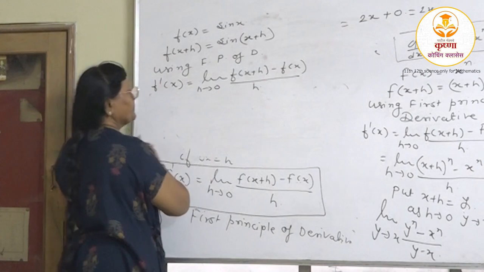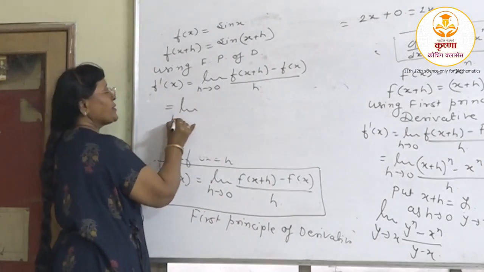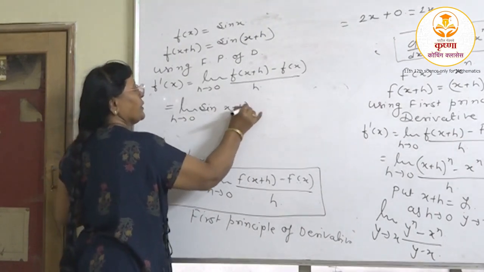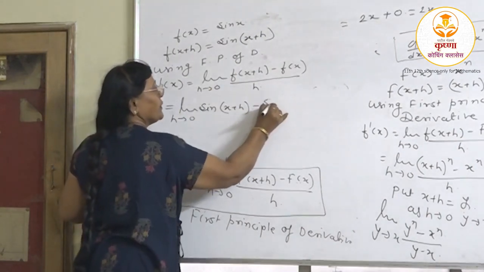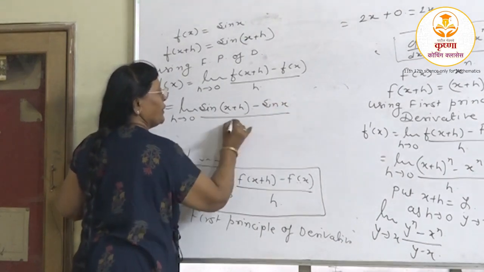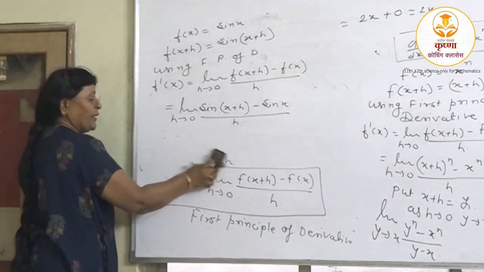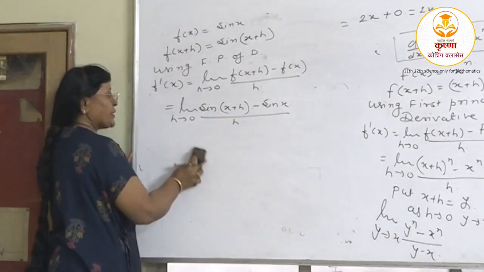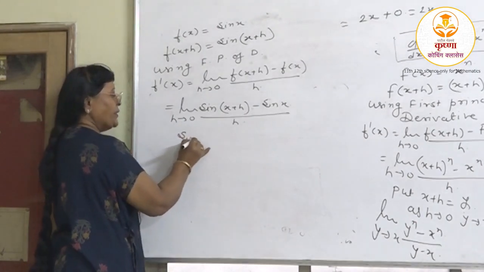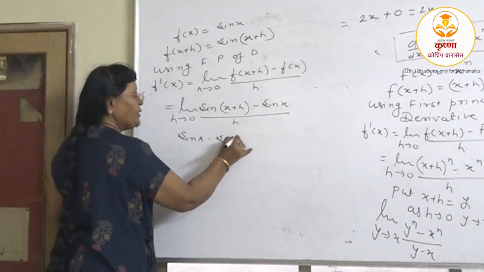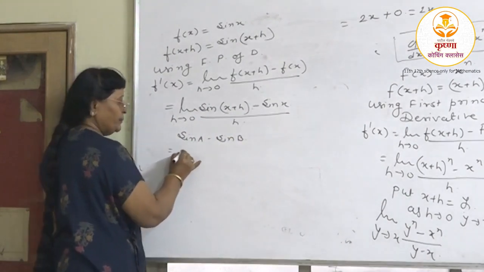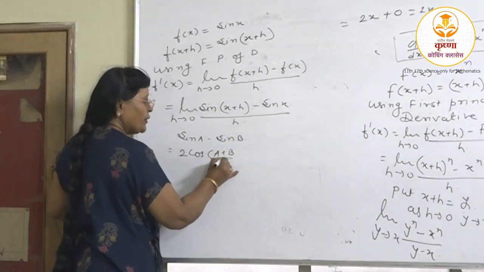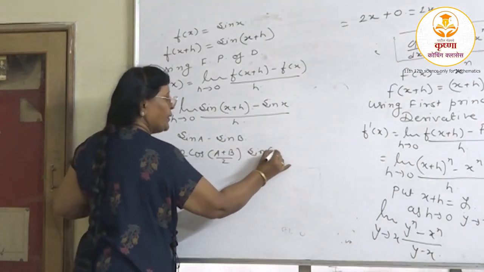Therefore here, limit h tends to 0, f(x+h) is nothing but sin(x+h) minus sin x, divided by h. Now here you have to apply the formula for sin a minus sin b. We have studied this in 11th standard. What is the formula for sin a minus sin b? That is equal to 2 cos((a+b)/2) sin((a-b)/2).